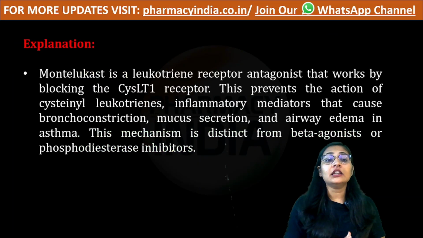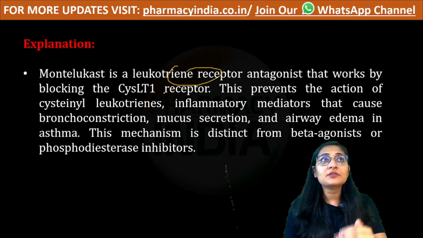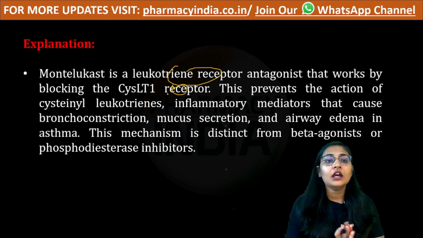Now, montelukast is a leukotriene receptor antagonist, which acts by blocking this receptor. Okay, now what happens when it blocks this receptor?